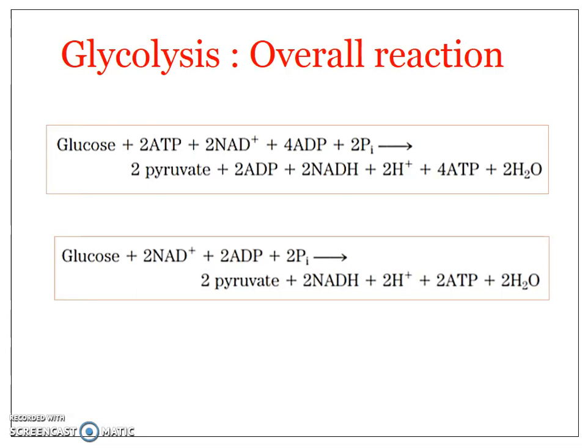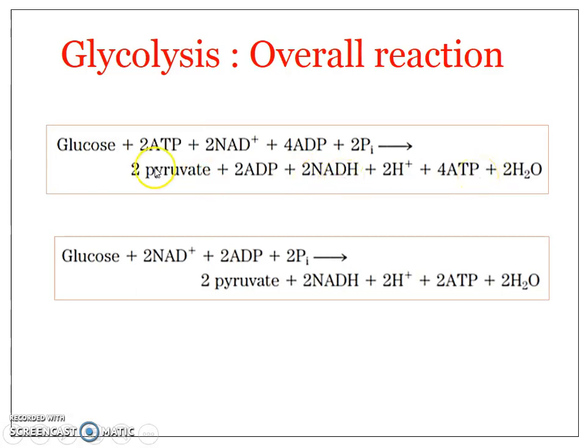And during this whole process, two molecules of ATP were used in the preparatory phase. Glucose was broken down to two molecules of glyceraldehyde 3-phosphate. Each of the glyceraldehyde 3-phosphate went through the payoff phase to produce two molecules of pyruvate. And during this payoff phase, each of the glyceraldehyde 3-phosphate resulted in the production of one NADH and two ATP molecules.